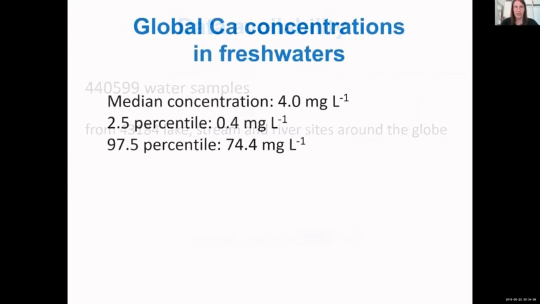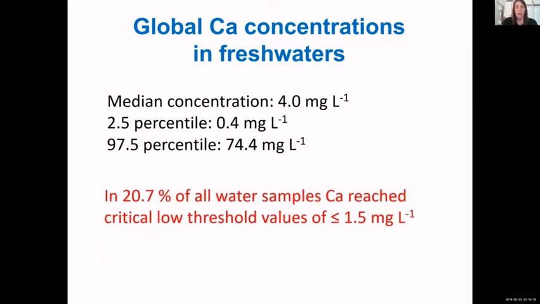And what we find now is that we have median concentrations of 4 milligram calcium per liter. This is really not a lot. We have a 2.5 percentile, which is very low, 0.4. And the 97.5 percentile is at 74.4 milligram. And then actually as many as 20.7% of all the water samples which we have now around the world have the critical low threshold value of less than 1.5 milligram per liter.